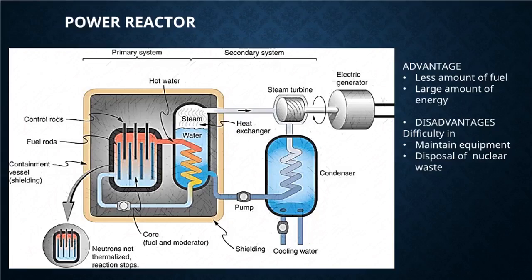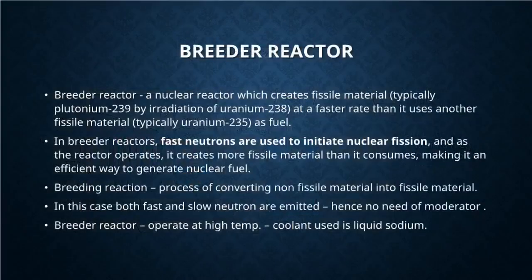This method has the advantage of more power with a smaller amount of fuel than conventional methods. But we are at a disadvantage when we think about the difficulty in disposing of the fission fragments, which are radioactive, and the maintenance of large equipment. Let's see what a breeder reactor is and what its difference is from the reactor we discussed earlier. Well, in breeder reactors, fast neutrons are used to initiate nuclear fission, and as the reactor operates, it creates more fissile material than it consumes, making it an efficient way to generate nuclear fuel. This process of converting non-fissile material into fissile material is called the breeding reaction.